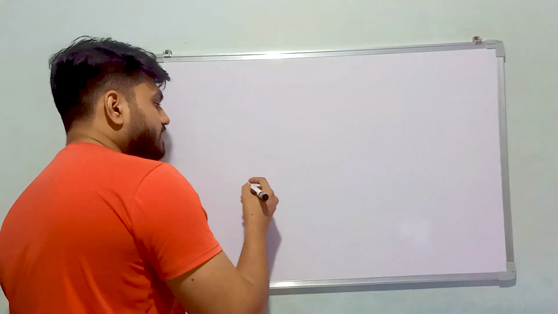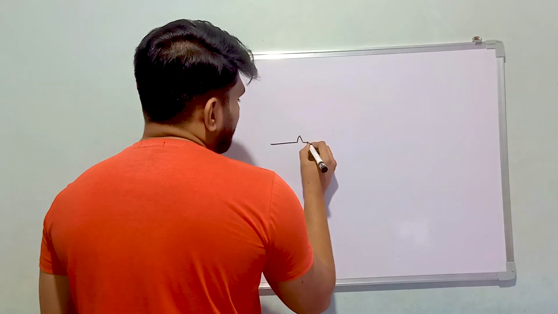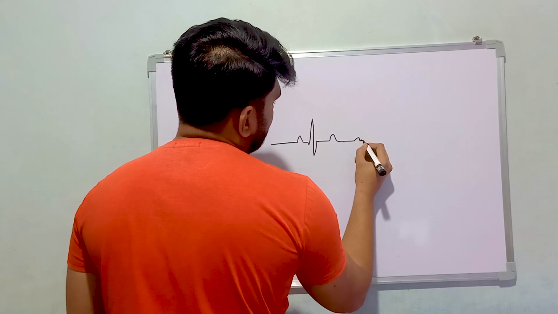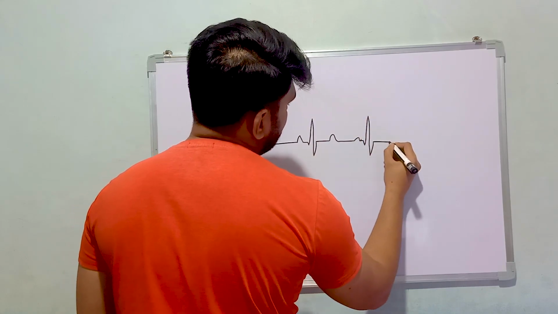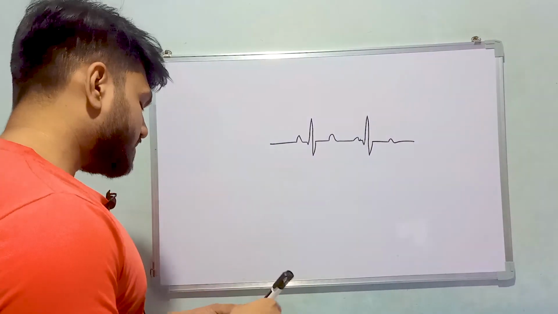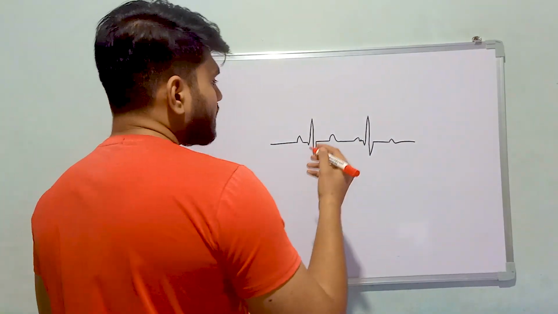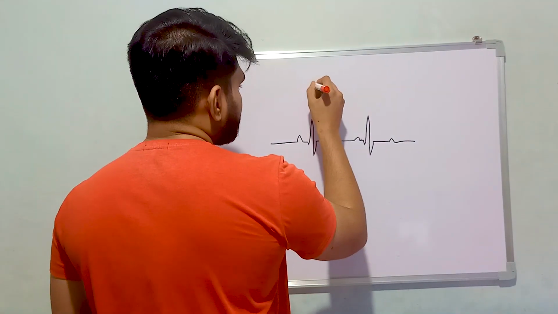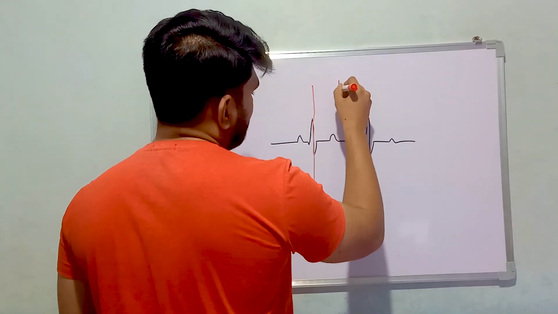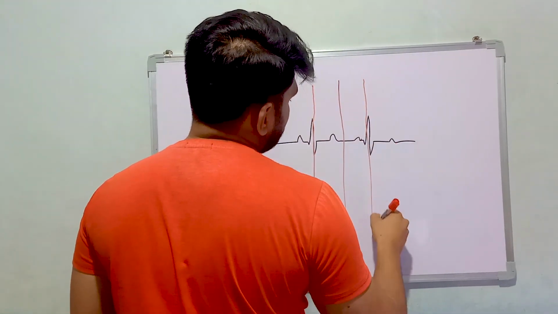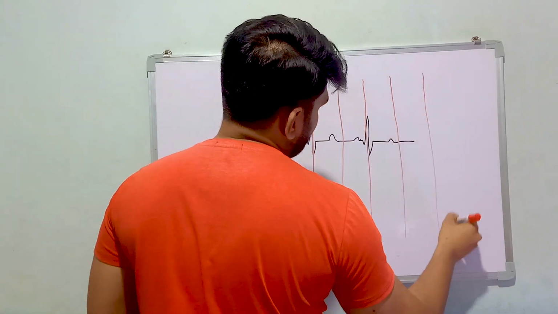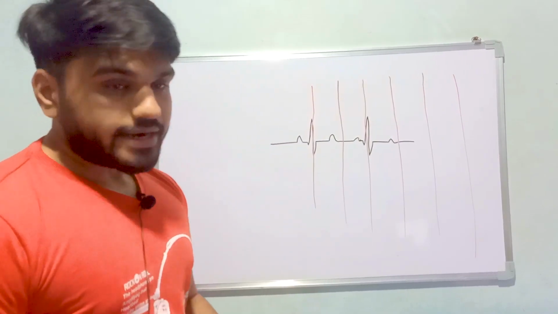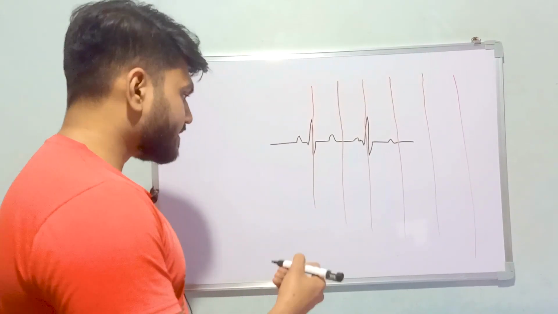So I'm going to draw a simple ECG here. This is our P wave, this is our Q, R, S, and this is T, then P, Q, R, S, T again. So this is our basic looking ECG. Now we are going to draw the small boxes that you can see in an actual EKG. This is our first box, second box, third, fourth, fifth and so on. I'm going to give you the hint that this is a tachycardia. How can you identify it? You just have to look at these big boxes.